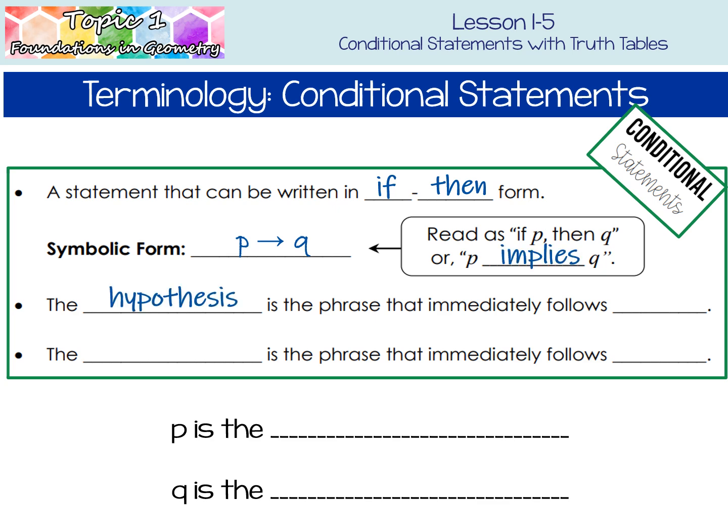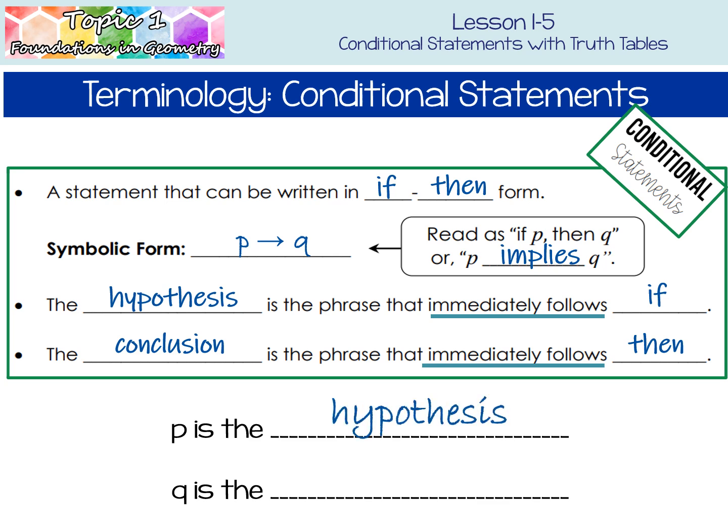The hypothesis is the phrase that immediately follows the if. It doesn't include the if, it is the part that follows the if. The conclusion is the phrase that immediately follows the then. It does not include the then. It's after the then. So P is the hypothesis and Q is the conclusion.